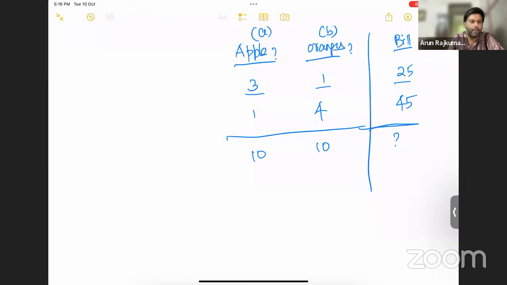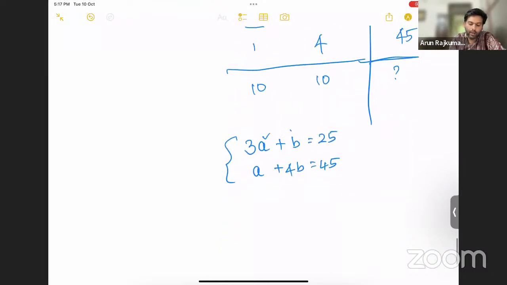So somebody, I think you guys figured it out. Now Anto is giving us a more principled way to figure this out. So if apple is A and orange is B, we don't know what A and B are, but we know that 3 times A plus B is 25, because 3 apples plus 1 orange is 25. And 1 apple plus 4 oranges is 45. So we know both these equations. Now we have to solve for A and B. How do you solve for this? Any thoughts on how to solve this?